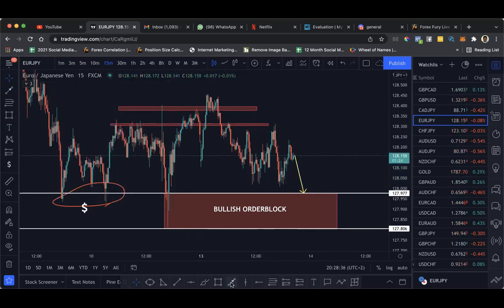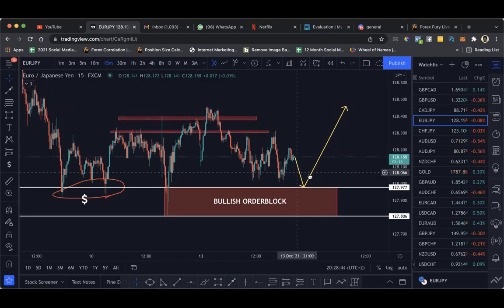So once price comes here, you want to look for an entry to where? To the upside. Okay, and then remember that when price gets here, it is also based on some certain conditions. You only want to enter this trade in the session of Euro JPY.